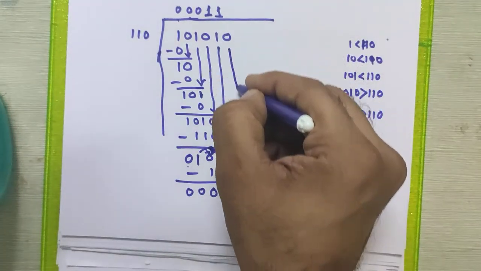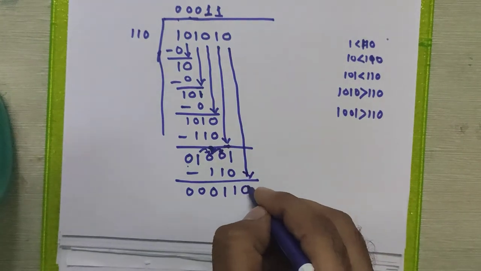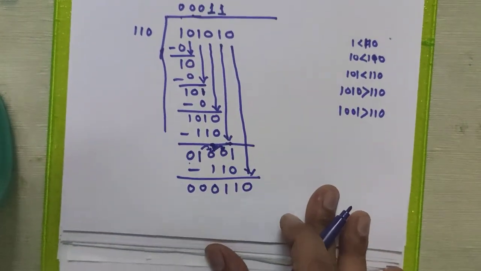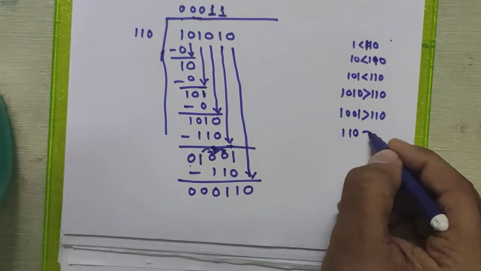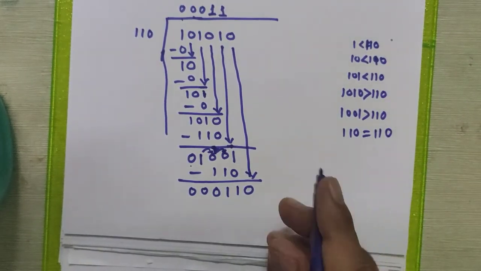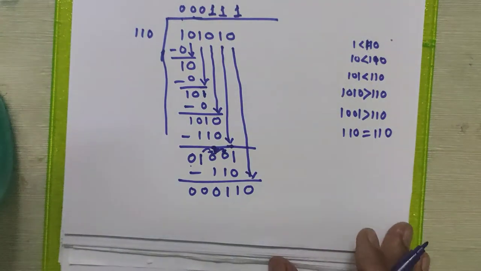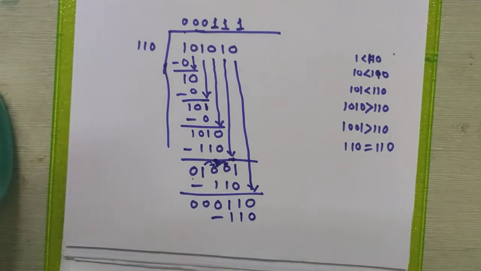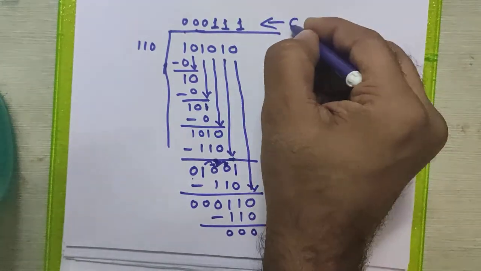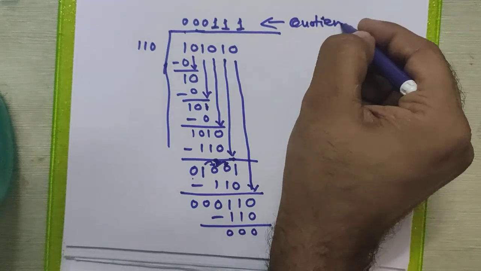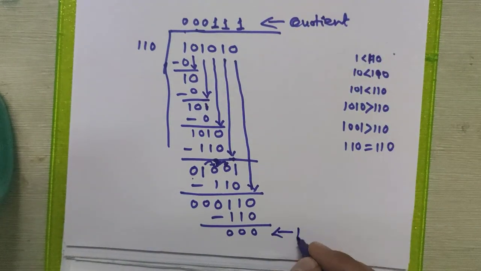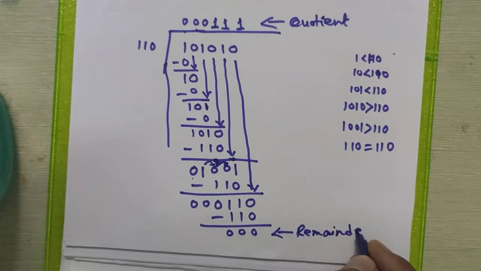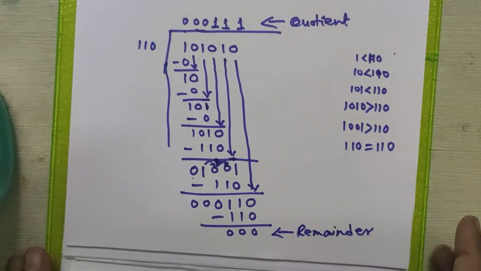Now we bring down this last 0 here. So this is 110. And again, 110 is equal to 110. It is divisible. You put 1 in the quotient and perform the subtraction of these two numbers, minus 110, you get 000 in the remainder part. This is the quotient, this is the remainder.